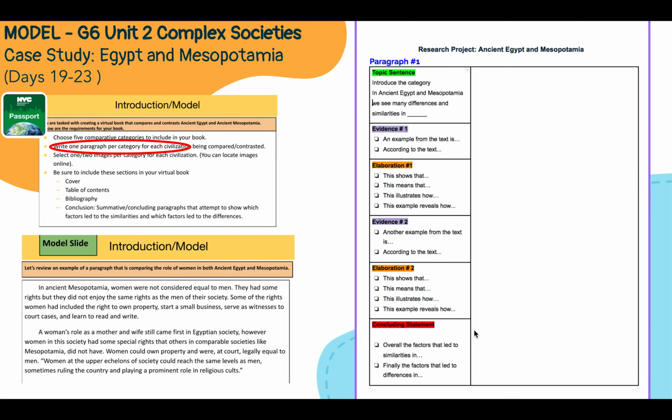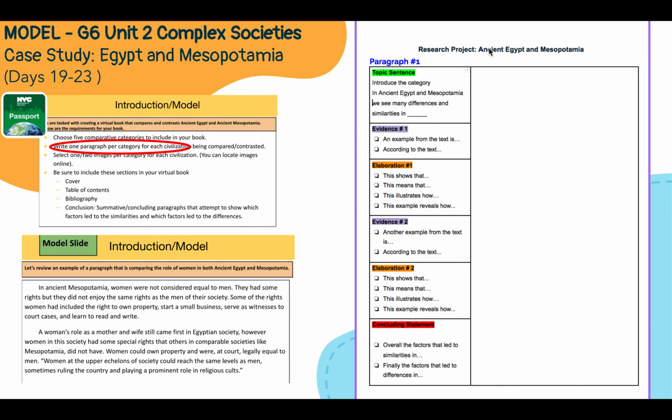Your opportunity will be here for this case study of Egypt and Mesopotamia in Unit 2, titled Complex Societies, days 19 through 23. In this task, you're being asked to compare ancient Egypt and Mesopotamia and write 1 paragraph per category in order to compare and contrast architecture, the role of women, technology, etc. of these 2 different societies.